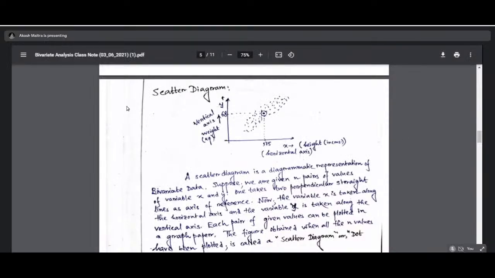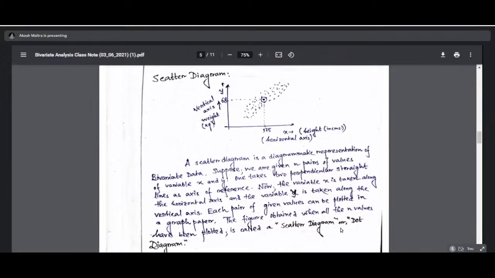Suppose we are given n pairs of values of variables x and y here. x represents height and y represents weight in kg. One takes two perpendicular straight lines as axes of reference. No need to tell that, you have already learned it in your 11th mathematics and statistics classes. Now the variable x is taken along the horizontal axis and the variable y is taken along the vertical axis. Each pair of given values can be plotted on graph paper. Likewise, I have plotted all those points on graph paper.